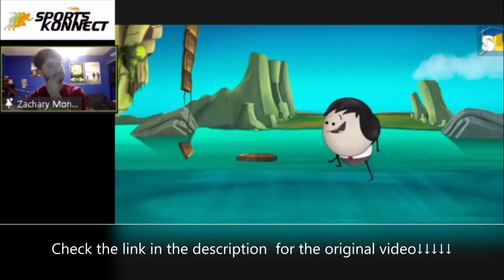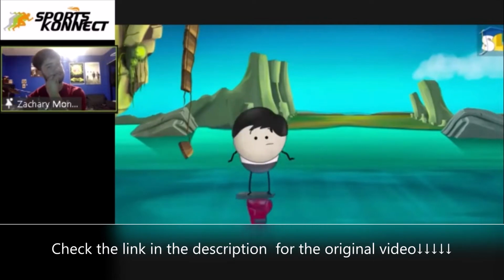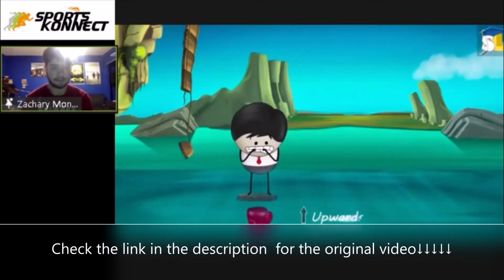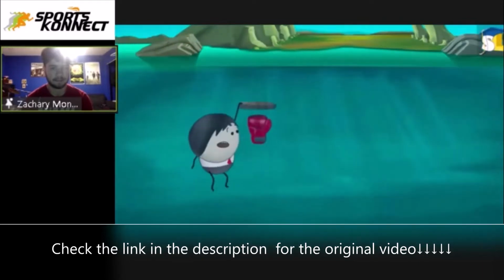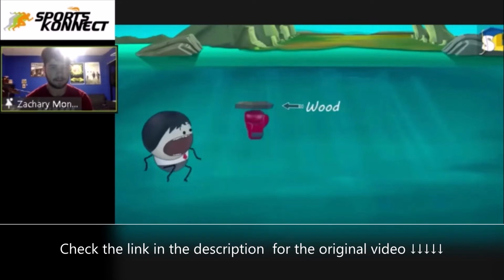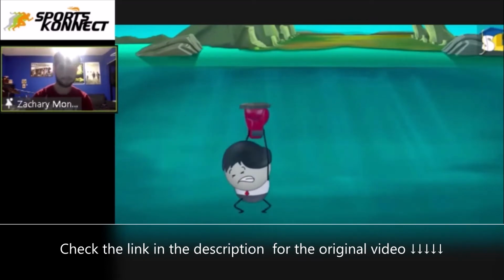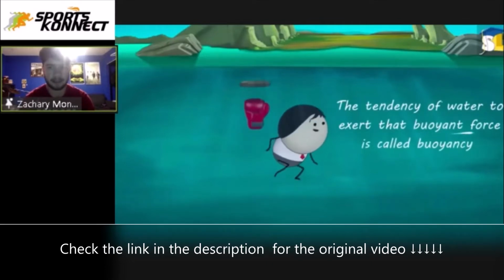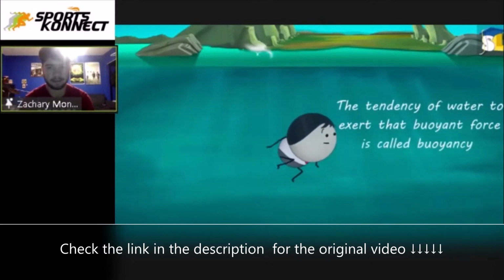Place a piece of wood in water and push it downwards. What do you observe? It seems like something is pushing the piece of wood upwards, right? Water exerts an upward force on the wood. That is why the wood is getting pushed upwards. This force is called buoyant force, and the tendency of water to exert that buoyant force is called buoyancy.